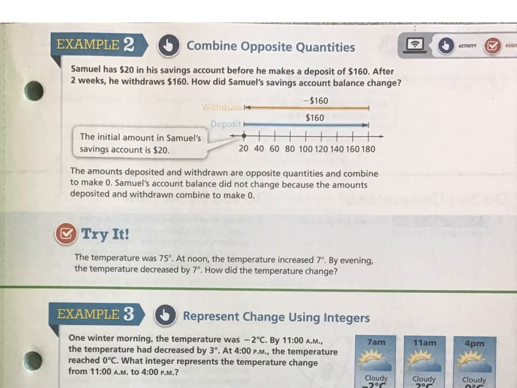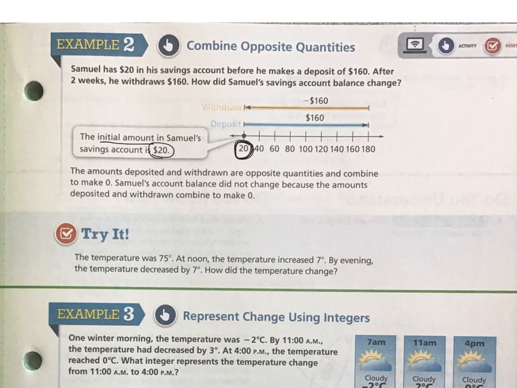Now let's take a look at example 2. Samuel has $20 in his savings account before he makes a deposit of $160. After 2 weeks, he withdraws $160. How did Samuel's savings account balance change? Well, let's first look at the initial amount in Samuel's account. The initial amount was $20, so that's our starting point.